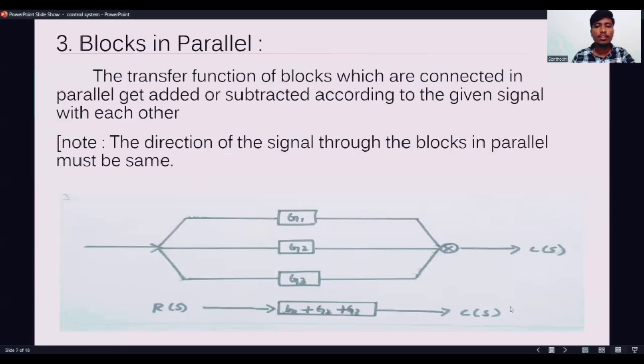The next rule is blocks in parallel. The transfer functions of blocks which are connected in parallel get added or subtracted according to the given signal. The direction of the signal through the blocks in parallel must be the same. Here there are three blocks, G1, G2, G3, in parallel, so the three blocks get added up.